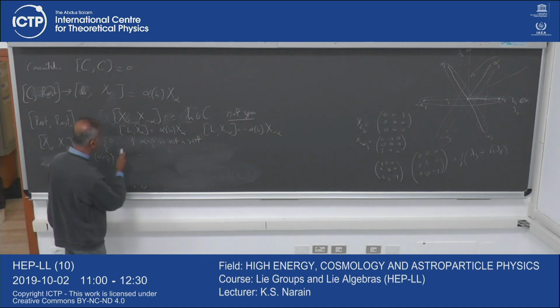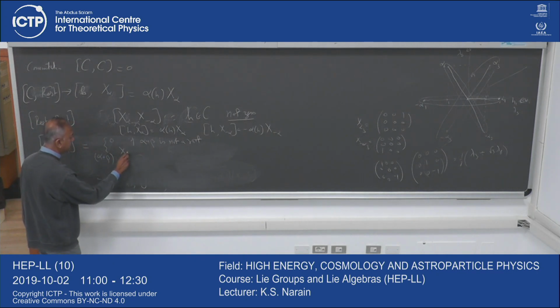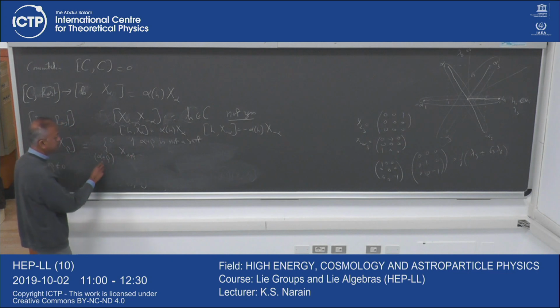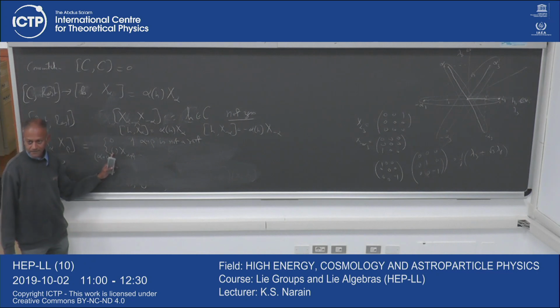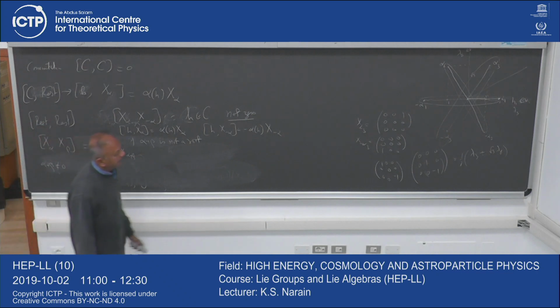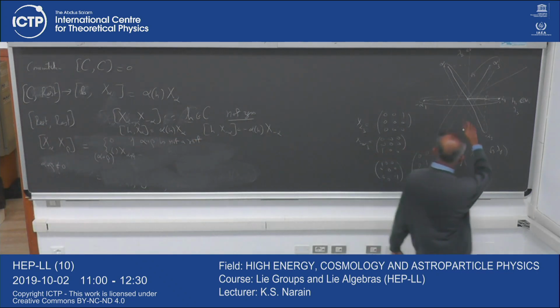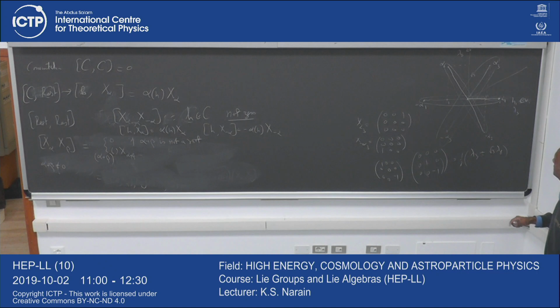Now, if it is a root, then it will be proportional to x alpha plus beta, right? Some proportionality constant, right? But could it be 0? That's a question. Okay? Could it be 0? Now that depends. I mean, now at least in this SU3, we see that. So what is the possibility?